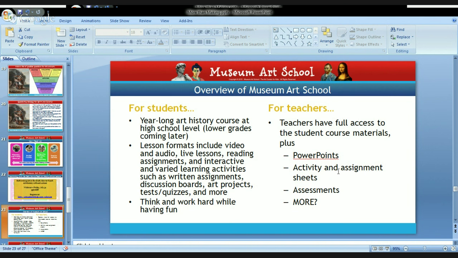I would say probably 13 and up. Even if you're an adult and you want to learn more about our history, you're welcome to take it too. There's also a teacher component, and I know we have a lot of teachers in the room.